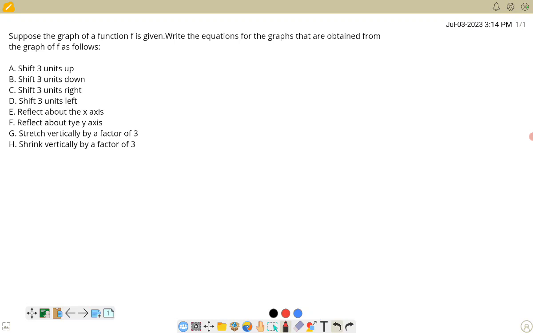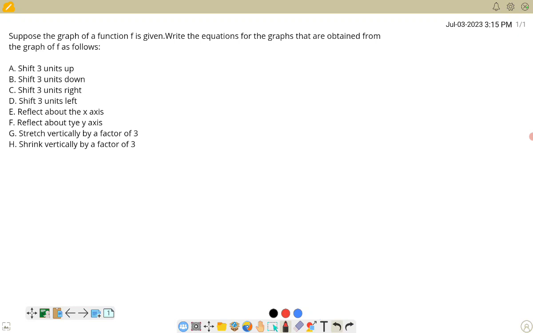So this is another Calculus 1 video, and today we have an example problem where we are asked the following. Suppose the graph of a function f is given. Write the equations for the graphs that are obtained from the graph of f as follows. A, shift 3 units up.